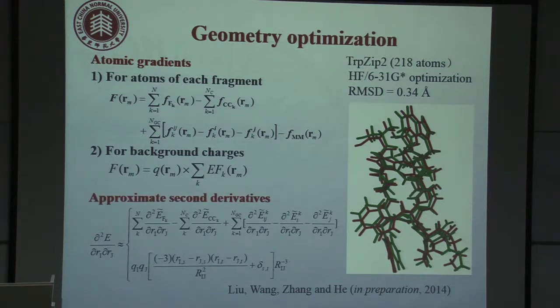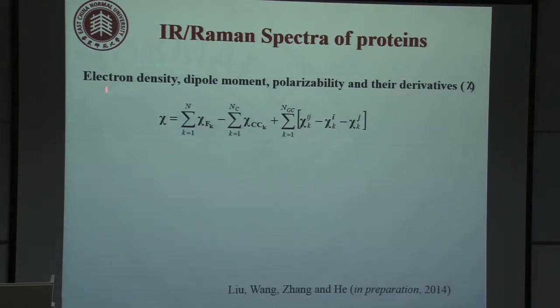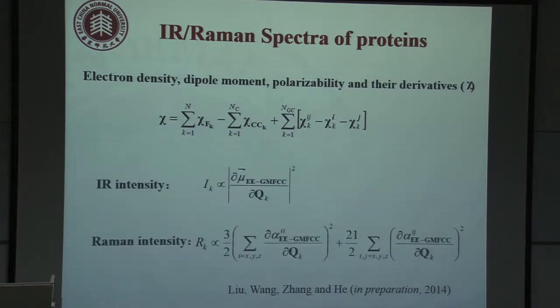And also we can get the second derivative. If I and J are within the same fragment, we can use this expression to get the second derivative. If I and J are not in the same fragment, we can use this approximation. Once we get this, we can get the Hessian matrix, the normal coordinates, normal modes, and simulate IR and Raman spectra for proteins. And we can get the electron density, dipole moment, polarizability, and other molecular properties using this EEGMCC expression, and get the IR and Raman intensity from the dipole moment and polarizability.